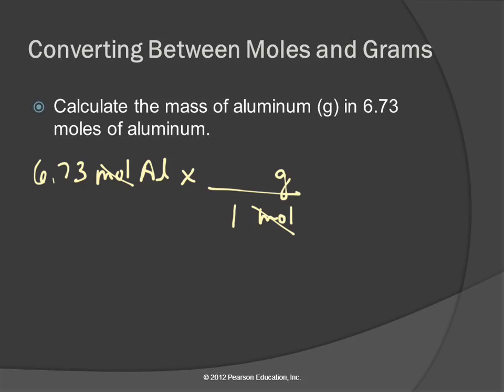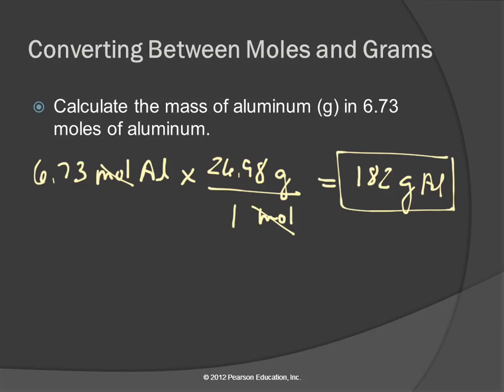So we've got 6.73 times 26.98. My calculator gives me a big old mess, but this is the end of our calculation. It should have 3 significant figures, and so I'm going to call it 182 grams of aluminum. Any questions? This is dimensional analysis with weird, funky units. That's all it is.